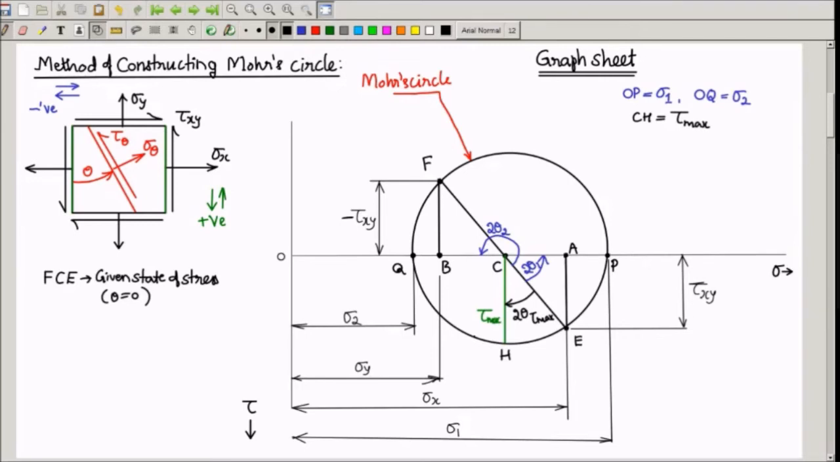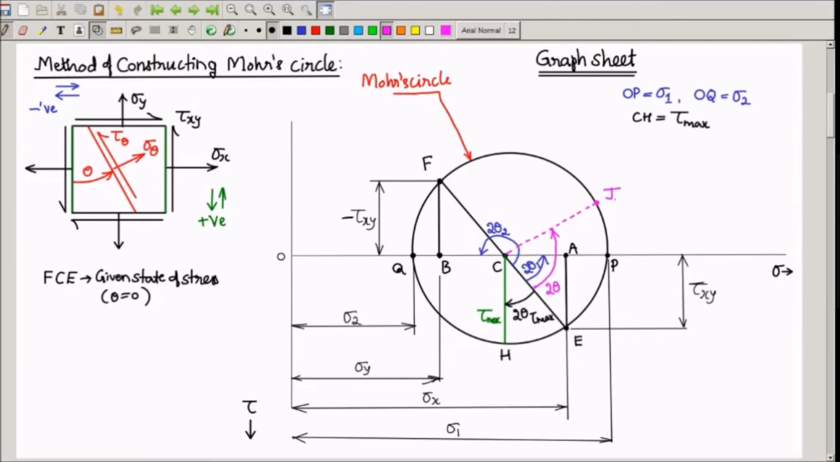In order to calculate the normal and shear stress sigma theta and tau theta on a plane which is inclined at theta degree to vertical, you first calculate 2 theta. For example, if theta is given as 30 degree, 2 theta becomes 60 degree. So you have to measure 2 theta is equal to 60 degree from the reference line FCE and mark a point on the Mohr circle. Let us say 2 theta comes somewhere here. I am drawing a dotted line, and that line meets a circle at some point, and this angle is 2 theta. I will call this point of intersection of the dotted line with the circle as J.